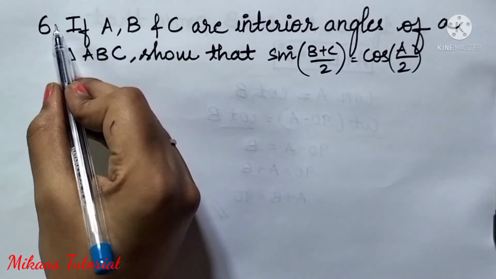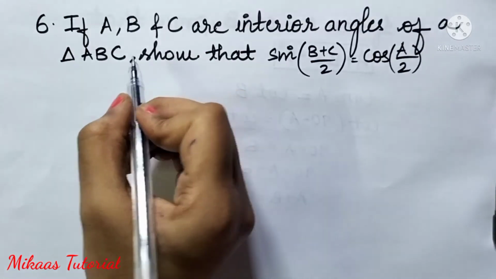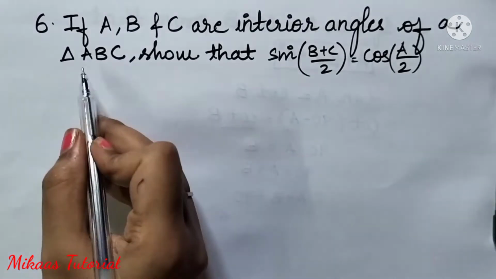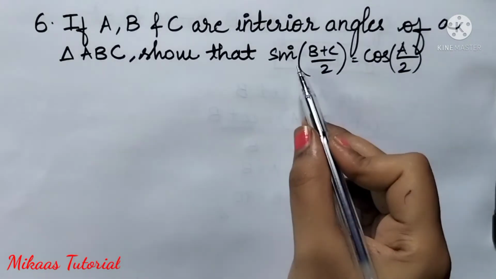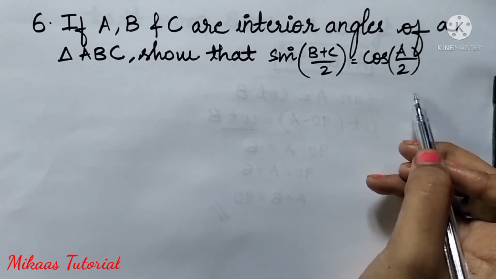This is the last question of the exercise. If A, B and C are interior angles of a triangle ABC, show that sin((B+C)/2) is equal to cos(A/2).